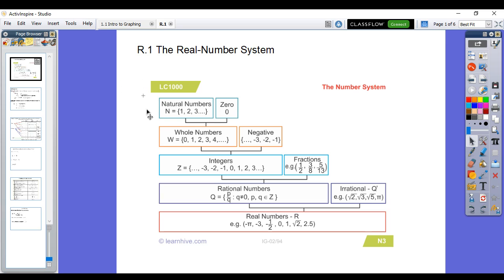So we have what we call our natural numbers. These are the numbers we're usually just talking about: ones, twos, threes, fours. Natural numbers are any positive numbers, starting at one and going up, and then we include the zero. So this is our main set of numbers.